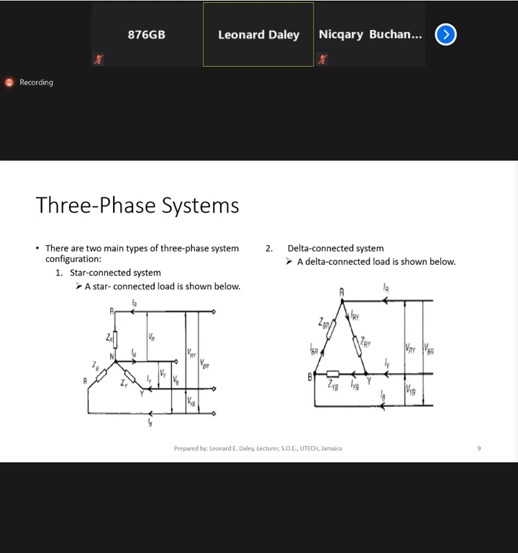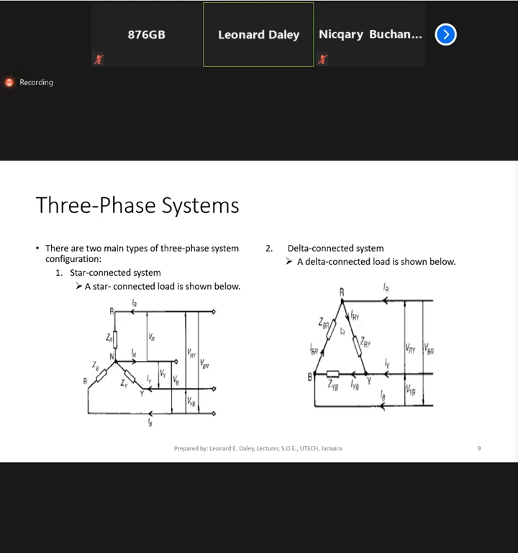All right, now Mr. Bruce had mentioned that there are two types of three-phase systems. We said two main types, but we'll be looking at them. So this is the configuration of the star connected system. Notice how they are connected. This looks like an upside down Y, right? It's also called a Y system because of that.